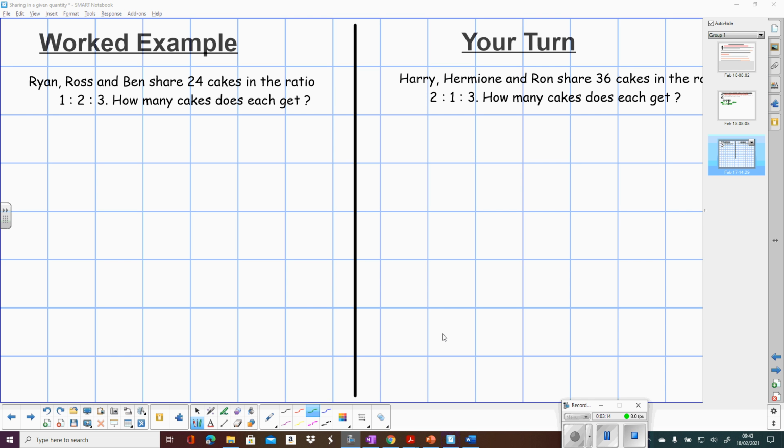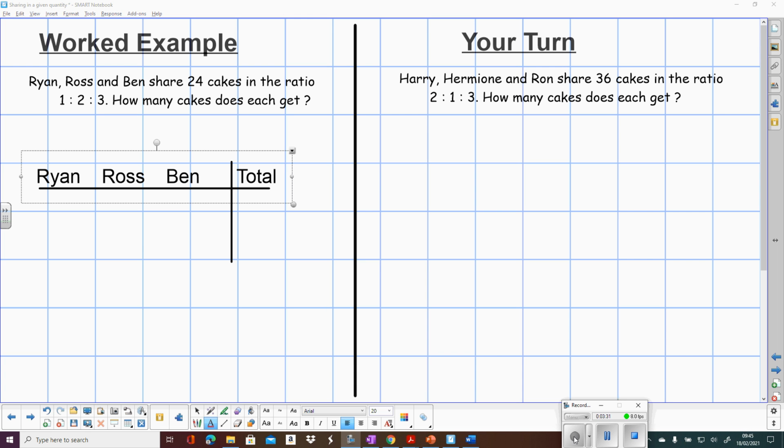Okay, let's do another worked example. Ryan, Ross and Ben share 24 cakes in the ratio 1:2:3. How many cakes does each get? Again, the easiest way to do this is to set it up in a proportion table. Here I've just put the names and the total on the proportion table, so we know that Ryan gets 1 share, Ross gets 2, Ben gets 3, so we have a total of 6 parts altogether.